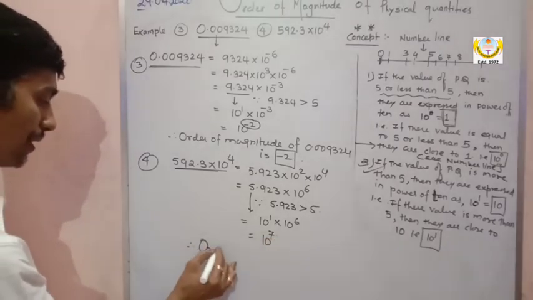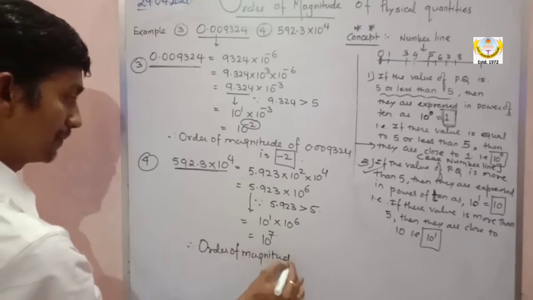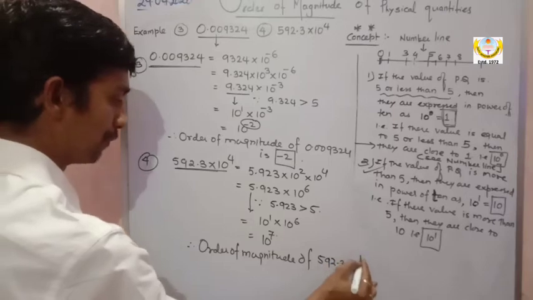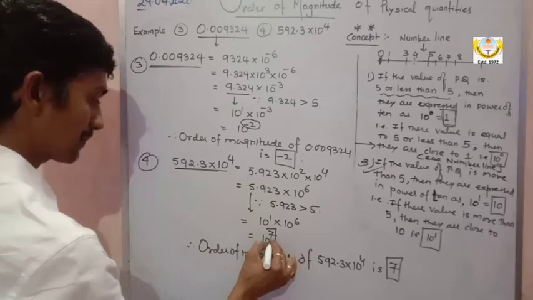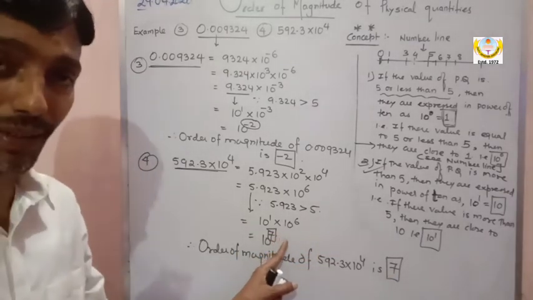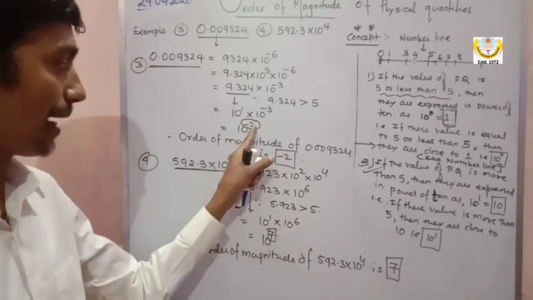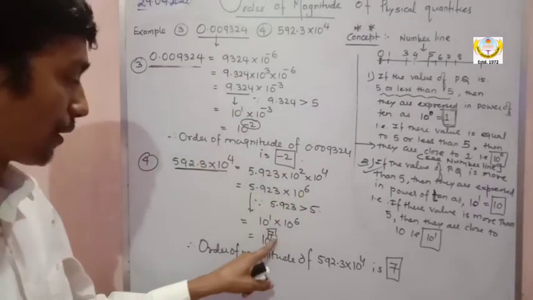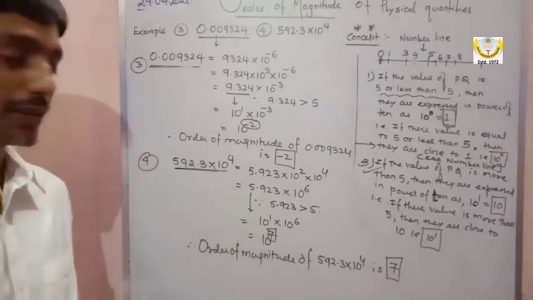Therefore the order of magnitude of 592.3 into 10 power 4 is 7. 7 is the right answer for this. So the order of magnitude is the power we are writing on 10. Here the power I have written is minus 2, so the order of magnitude is minus 2 for this question. Here the order of magnitude I have written is 7, so it is 7 for this question. So this is the way, my dear.